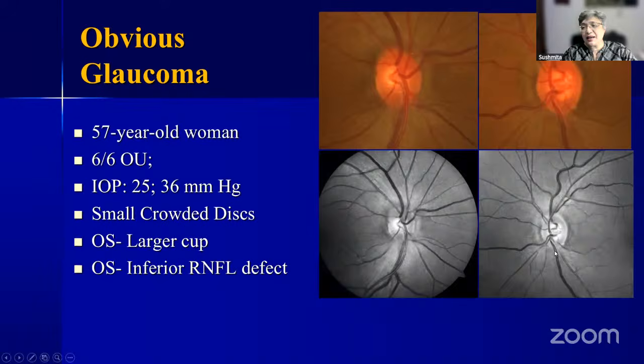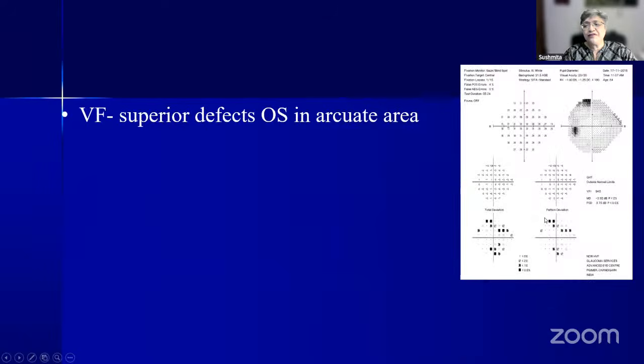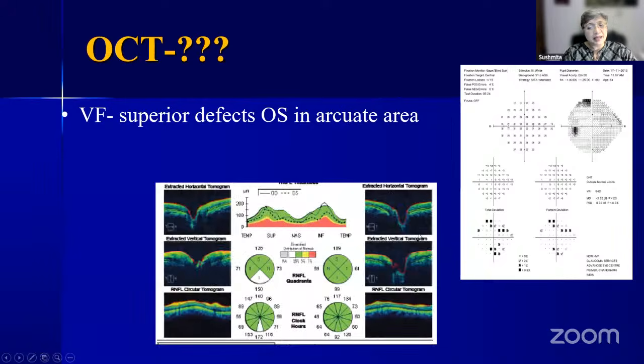And there is an inferior RNFL defect. This is nice and robust. There's a little bit of an inferior RNFL defect compared to this one. And if you see the fields, there's no question that there is early visual field defect occurring. But again, you see the OCT, it's completely normal. So again, it's not normal, sorry, it's green.